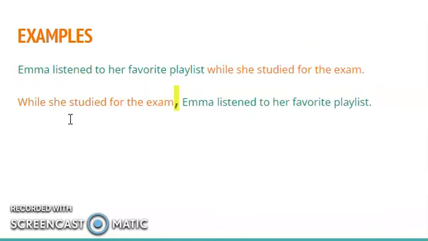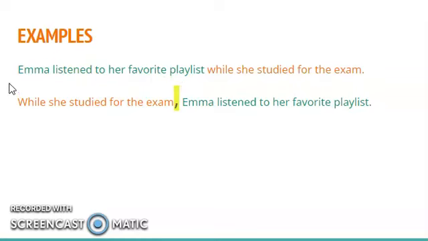Okay? So our dependent clause for these two sentences, while she studied for the exam. So that has a subject, she, it has a verb, studied, but the subordinating conjunction while makes this to where it's not a complete thought. While she studied for the exam, what happened while she studied for the exam? We need more information. That's why it's a complex sentence, is because we need more information. We need that independent clause to make this dependent clause complete.